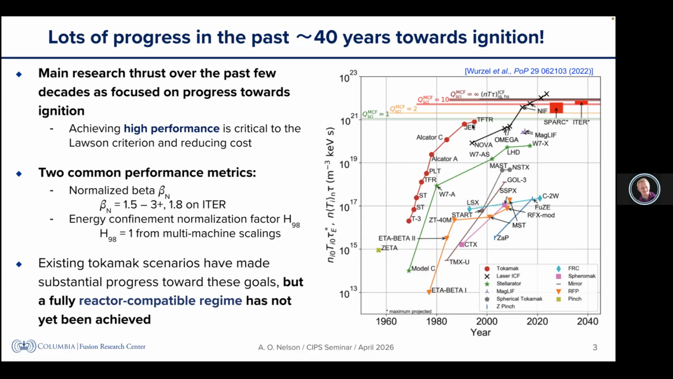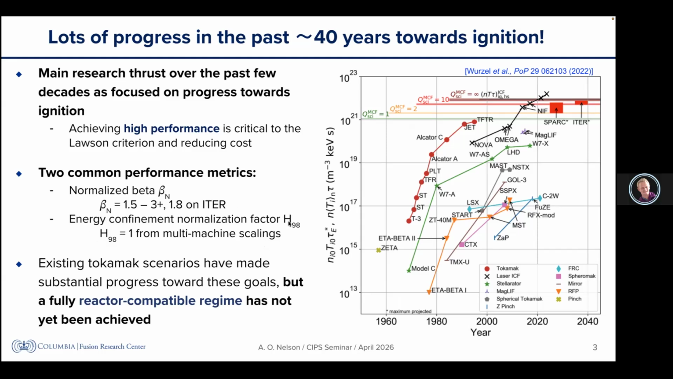There are two really common metrics that you might see in the literature. One is this normalized beta, β_N. Normalized beta is a common plasma parameter for tokamaks. Our goal is something like 1.5 to 3%. So these are always given in percents in tokamaks. It's fairly low in the grand scheme of things, but it's really good for fusion. It turns out to be very, very difficult to achieve.